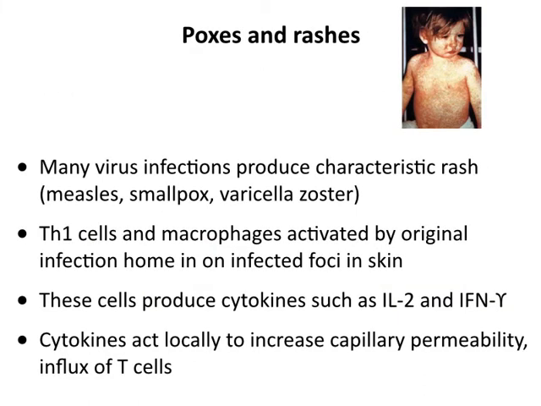When you get a rash from a virus infection, it is an immunopathological result. Here's a child with measles, but many other viruses cause rash, and these are typically caused by Th1 cells that are going to the skin. They know there's an infection there. They're being drawn there by chemokines. They go to the skin.